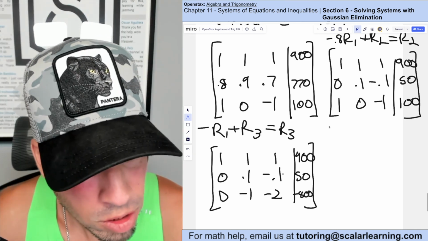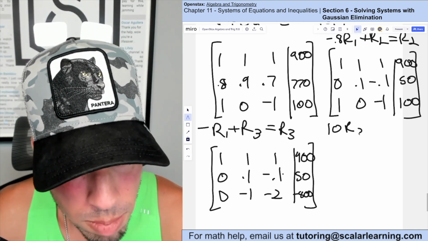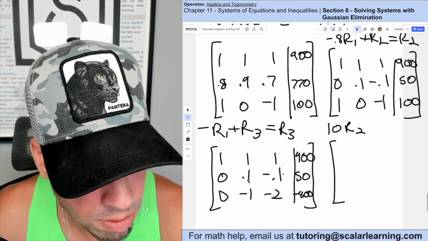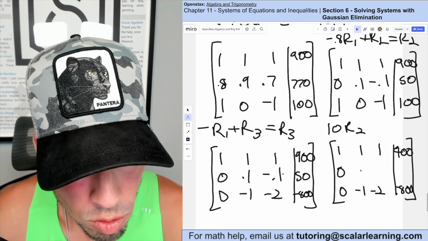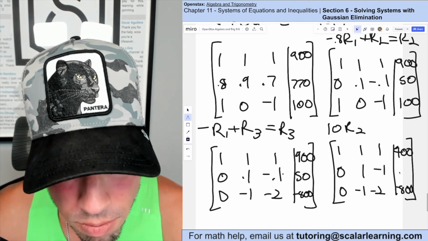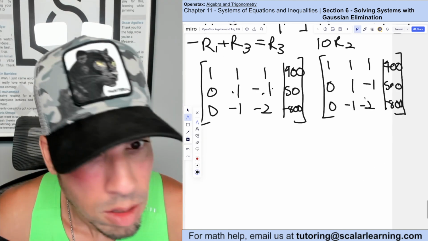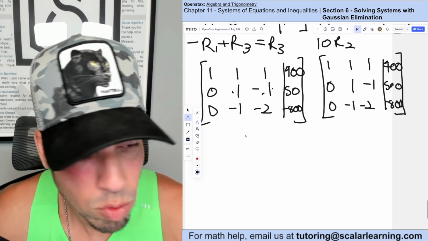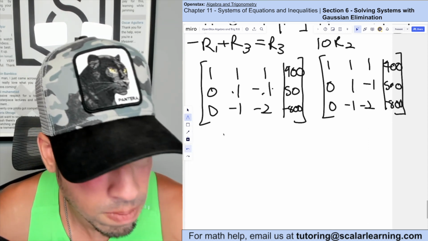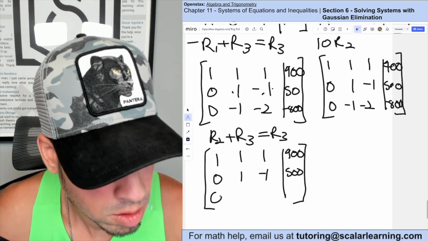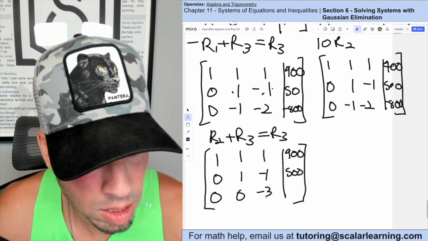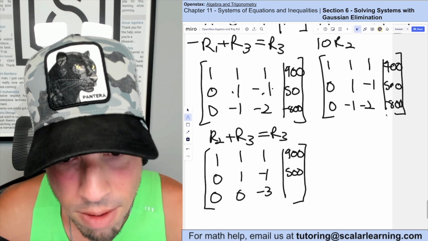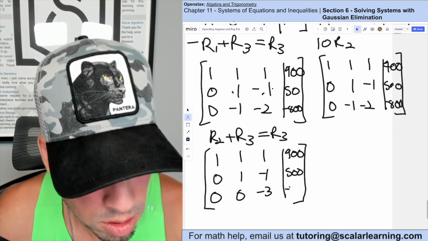Great. Now I'm just going to multiply the second row by 10, and that's going to flip that to a 1, and it's going to get rid of those decimals, so that'll be good. So we got 0, positive 1, negative 1, and 500. Next, I'm going to add row 2 to row 3 to zero this out. So we got 0 plus 0 is 0, 1 plus negative 1 is 0, negative 1 plus negative 2 is negative 3, and 500 plus negative 800 is negative 300.